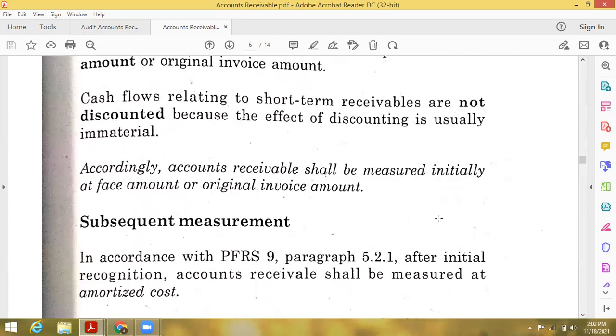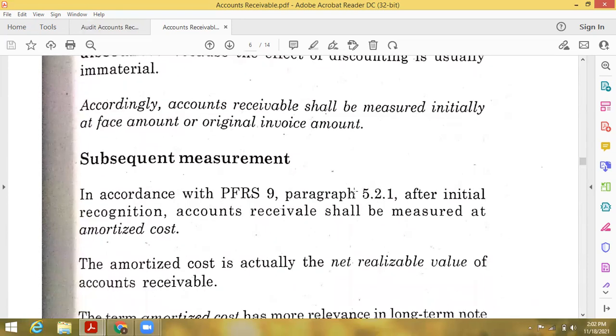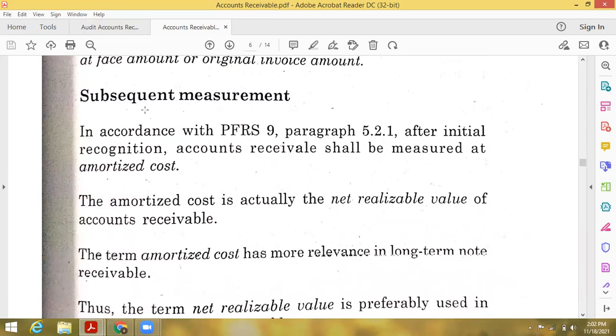Kaya lang, sabi niya, subsequent measurement or every year or every time na nagagawa ka ng report, you need to measure receivable at amortized cost. So initially at fair value, then later on after 1 year, gagawa ka ng report, i-measure mo siya using amortized cost or the net realizable value of accounts receivable. Paano po yung ganun, sir?